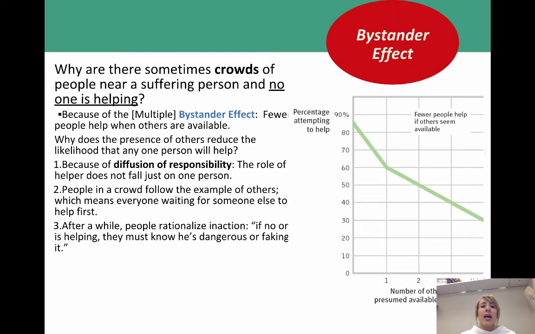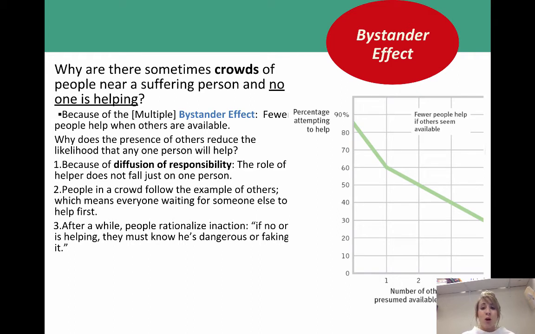For example, if you need help and it's a group of your friends, you might be more likely to get the help. But if you're in a crowd, where you don't necessarily know these people, everybody's going to think that somebody else will help you. This is called diffusion of responsibility. So it's like, oh, they'll do it. Oh, they'll do it.